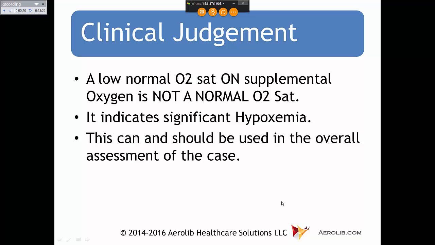It indicates significant hypoxemia. There is a very good presentation by Dr. Chada on the LMS on acute respiratory failure, and it gives you exact numbers on what a pulse oximetry with and without oxygen implies in terms of arterial levels of oxygen that are seen in the body.